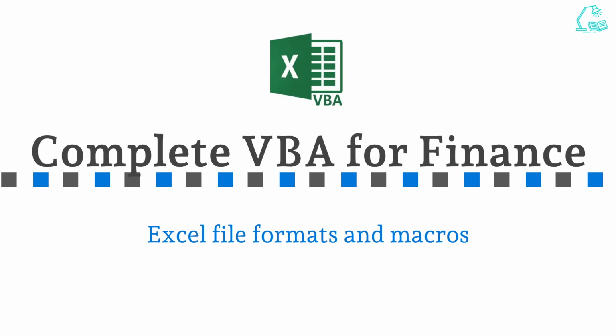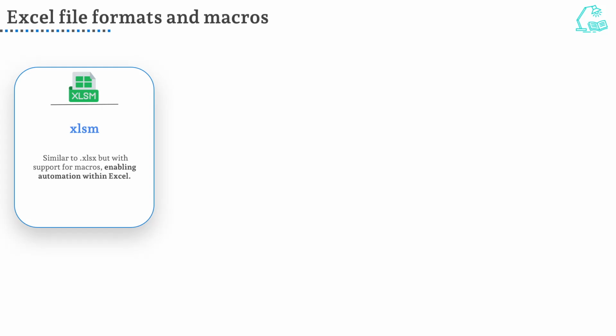In this part, we will discuss the different file formats available in Excel and how they relate to saving workbooks that contain macros. First, let's talk about the XLSM file format. This format is similar to XLSX, but includes support for macros, enabling automation within Excel. When saving a workbook that contains macros, it's important to use this extension to ensure that your VBA code is preserved and remains functional.